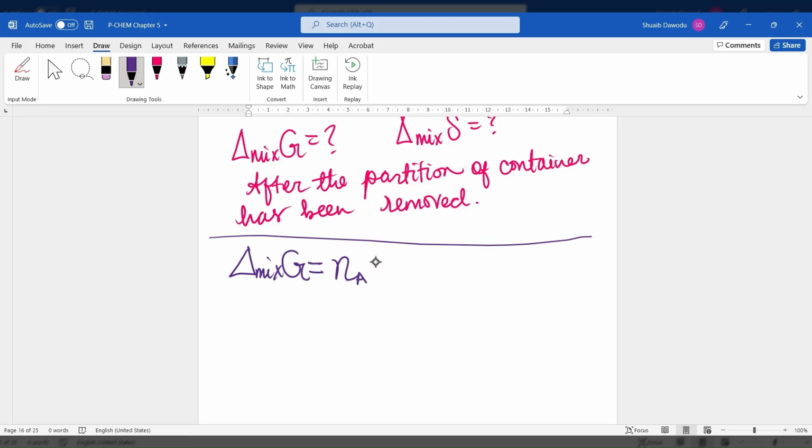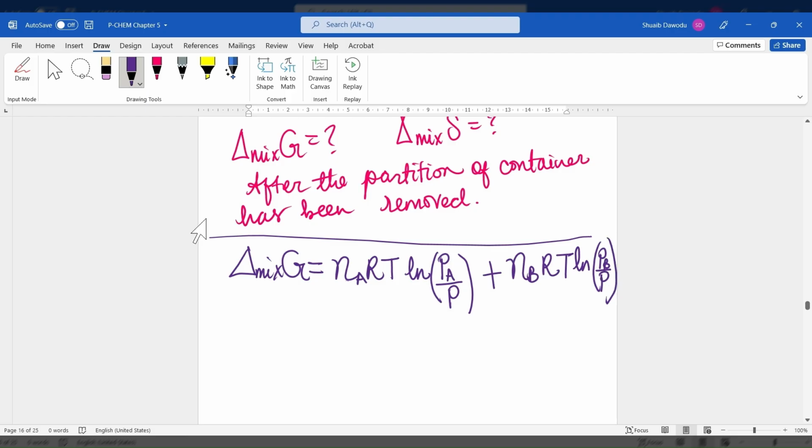So the Gibbs energy of mixing is just the number of moles of component A, or gas A, multiplied by RT, times ln of the partial pressure of component A divided by the total pressure, plus the number of moles of component B, or gas B, multiplied by RT, times ln of the partial pressure of gas B divided by the total pressure. So that's what's going on here.